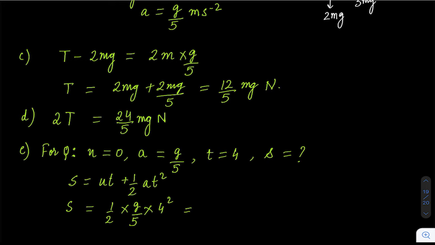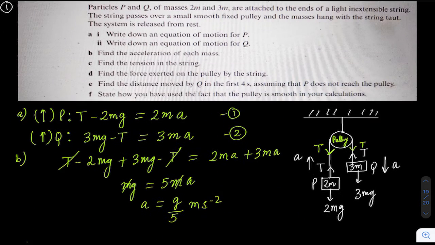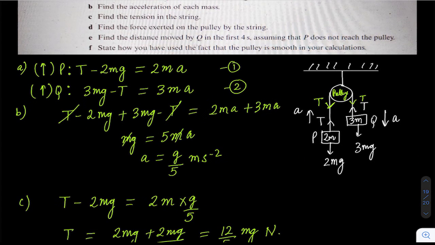After substituting the values, we will get approximately 15.68 meters. So that is the displacement by Q. Next, if they ask what's the displacement by P, obviously it will be the same. Whatever distance Q moves downwards, P will move upwards.